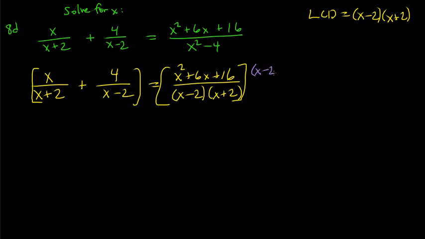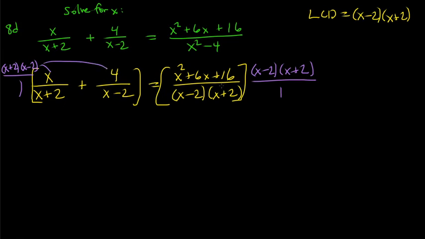So we're multiplying the left by x minus 2 times x plus 2 over 1, and on the right, I didn't leave myself enough room here, x plus 2 times x minus 2 over 1. So that's going to get distributed.